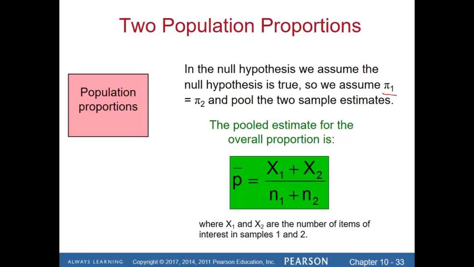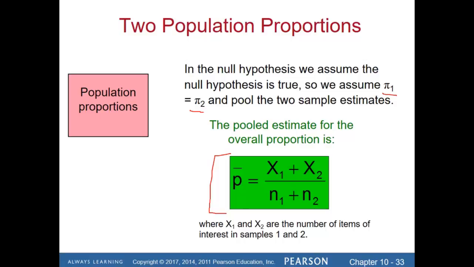So if we're assuming that those two population proportions are equal to one another, then that allows us to compute a pooled estimate for the overall proportion based on our sample data. And so this pooled estimate, we're referring to it with the symbol P bar. So that's kind of like X bar that we've looked at before, or D bar that we looked at when we were doing the paired t-test situation. P bar is an estimate of the proportion pooled across or overall our different samples.